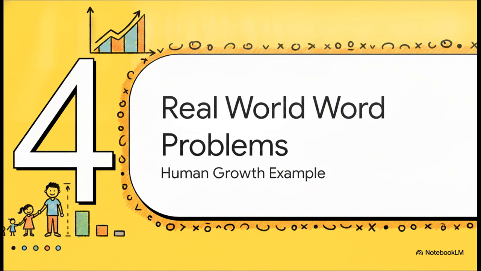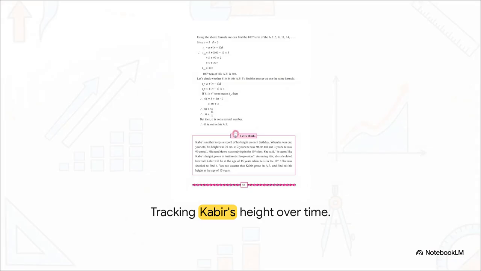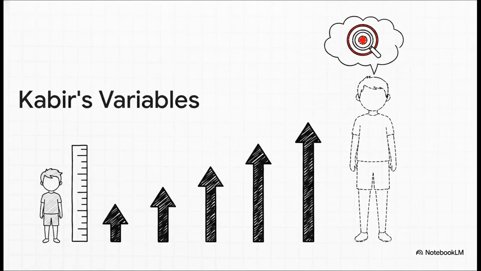Mathematics isn't just about abstract numbers on a page. This formula applies beautifully to real-world scenarios as well. Let's observe the case of a young boy named Kabir. His mother diligently noted his height on each birthday. At age 1, he was 70 centimeters tall. At age 2, he was 80 centimeters. And by age 3, he was 90 centimeters tall. His observant aunt, Mira, correctly noticed that his height is growing in a predictable arithmetic progression. This gives us a first term, our A, of 70, and a common difference, our D, of 10 centimeters per year. She tasked us with finding out his projected height at age 15, assuming this constant growth continues.